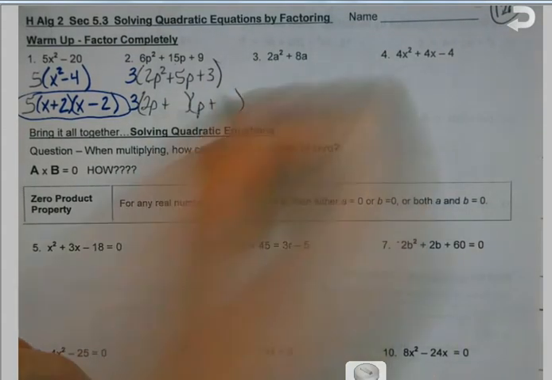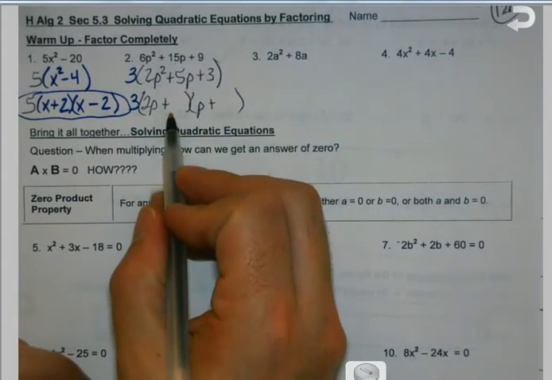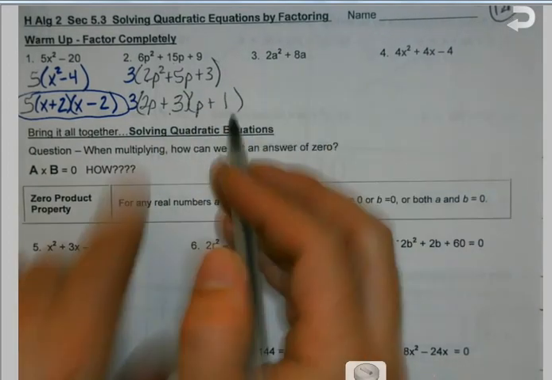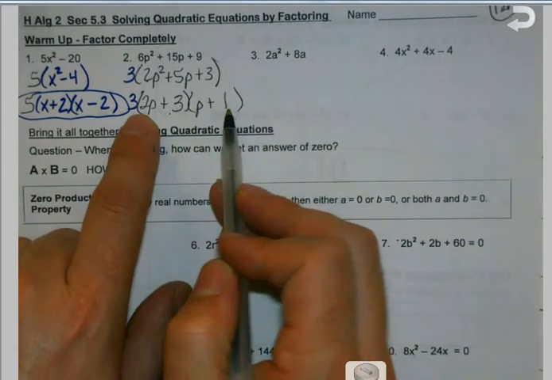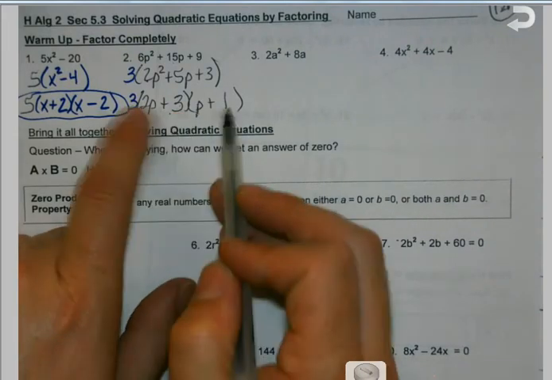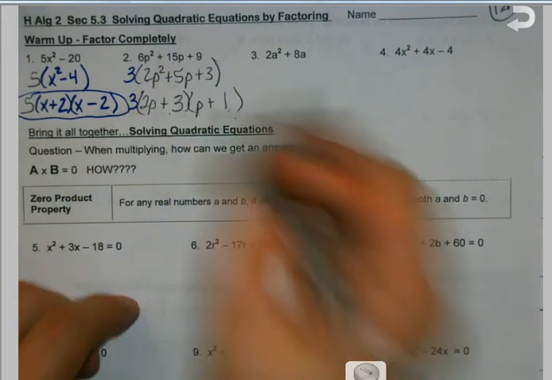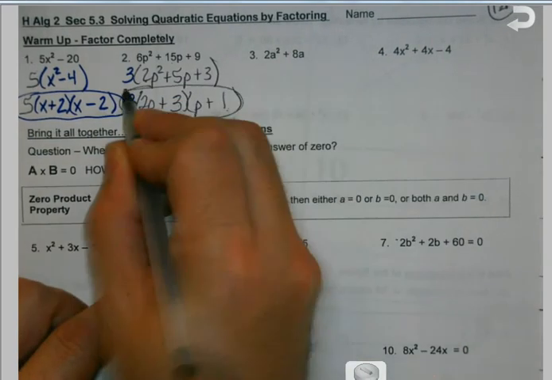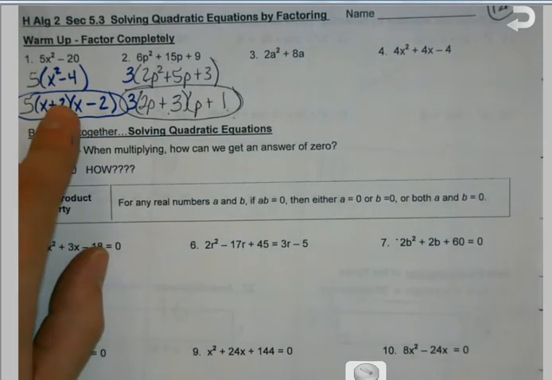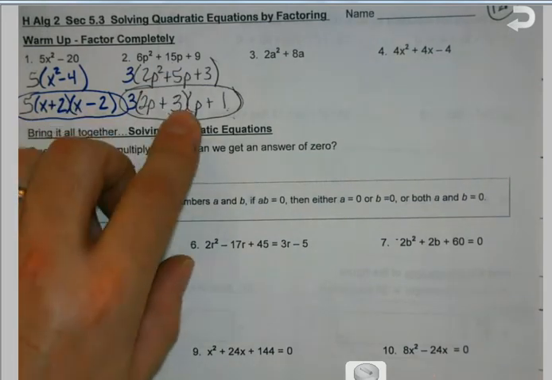So which one's going to be going in with my 2p here? Yep, the 3 is going to go here, because when I FOIL it, I get 2p for my outside and 3p for my in. So 2 plus 3 is 5, and that one's good to go. So all right, difference of squares, okay. Guess and check 1, okay.